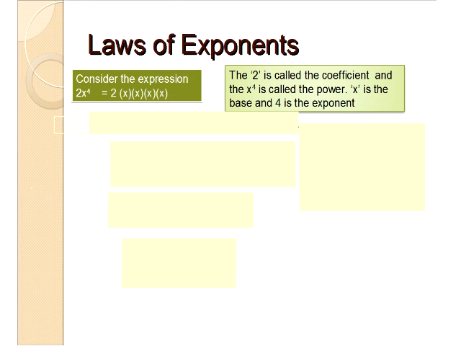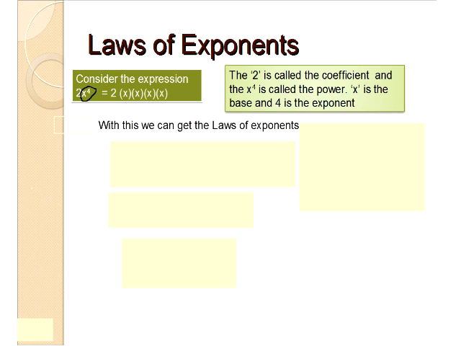So if we consider the expression 2 times x to the 4, that of course equals 2 times x 4 times. And what we have here is that 2 is called the coefficient, x is the base, 4 is the exponent, and x to the 4 is the actual power. And so from this simple idea, we can get the laws of exponents. There are 3 of them.